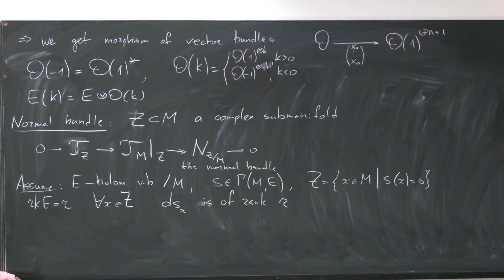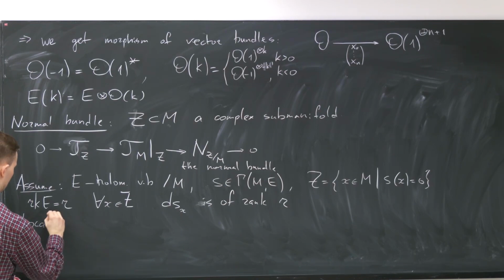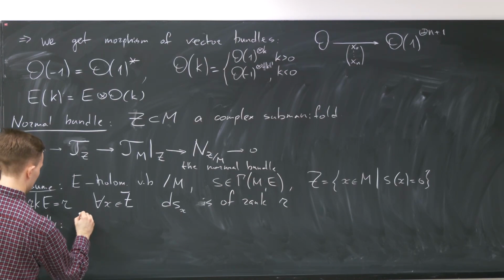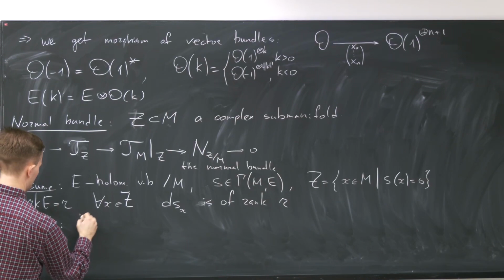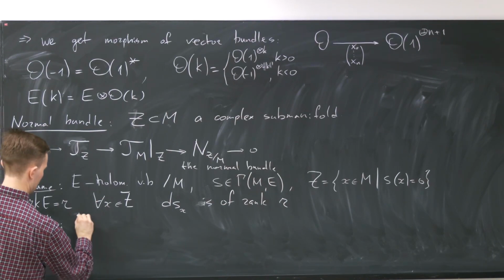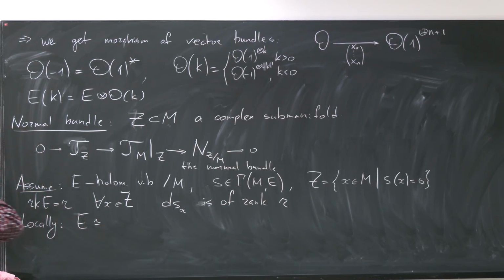So in this case, if we choose some local coordinates, then locally this E... we want to prove that the normal bundle of Z in M is isomorphic to the restriction of E to Z.